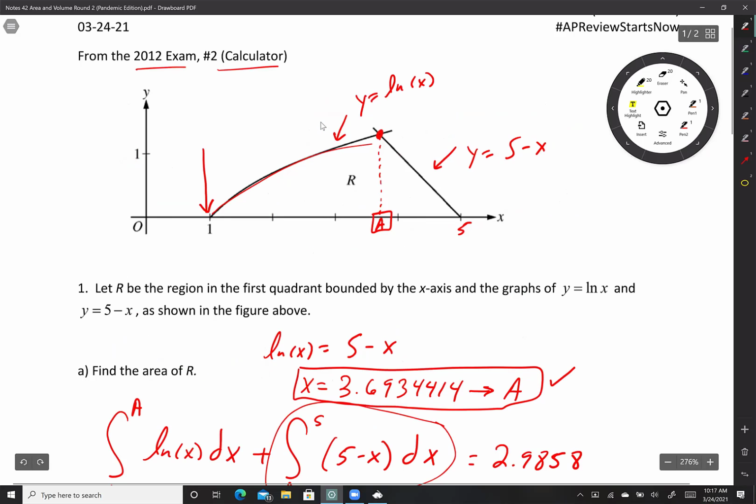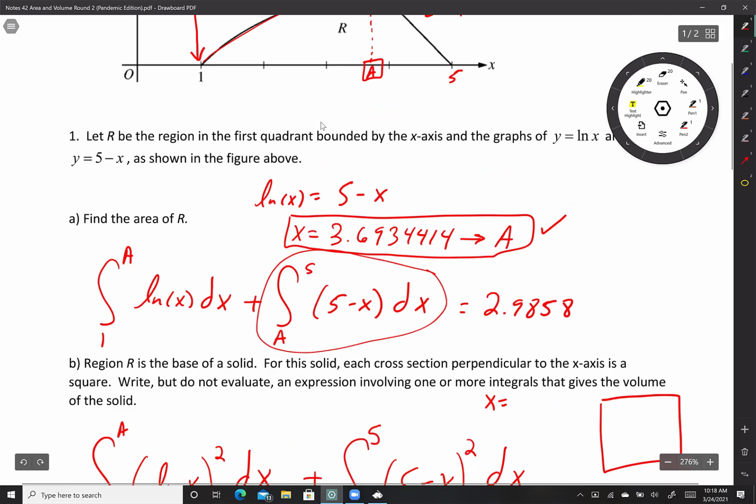Sorry, can you explain why you squared them? Yes, because my cross section is a square. This length right here, for this cross section in blue, this part right here in blue, that length is ln of x just to the left of A, right? So how do I find the area of that square? The area is just ln of x squared.